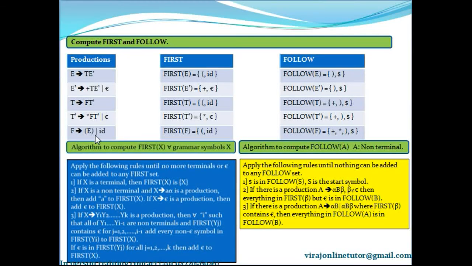Alpha B beta, but first of close bracket does not contain epsilon in it, which is close bracket. Hence that rule is not applied here. So keep on applying this till no more elements are added to follow. And remember, very important point, never add epsilon in follow. That's why when I said place first of E dash into follow of T, only plus I added to follow of T. I never added epsilon to follow of T, because follow never contains epsilon in it. Is that clear?